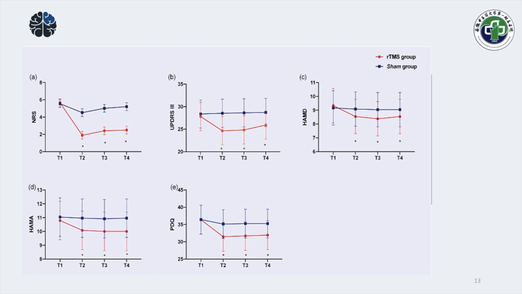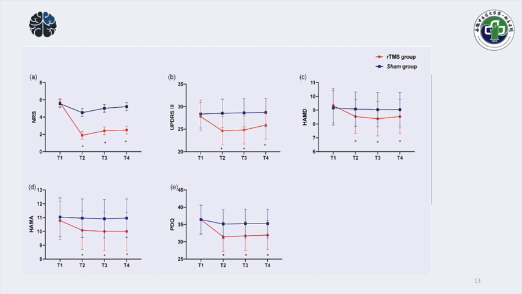from baseline. From part B of the picture, MDS-UPDRS 3 scores revealed significant improvements. From part C of the picture, Hamilton depression scores revealed significant improvements. From part D of the picture, Hamilton anxiety scores revealed significant improvements. And from part E of the picture, PDQ-39 scores revealed significant improvements.